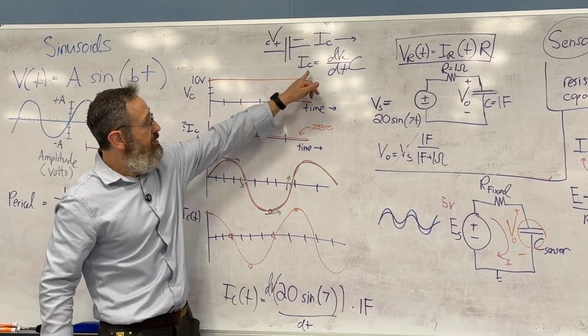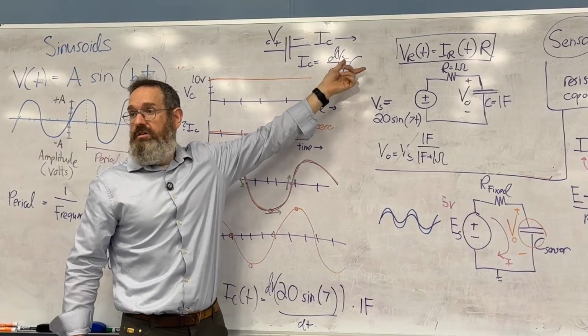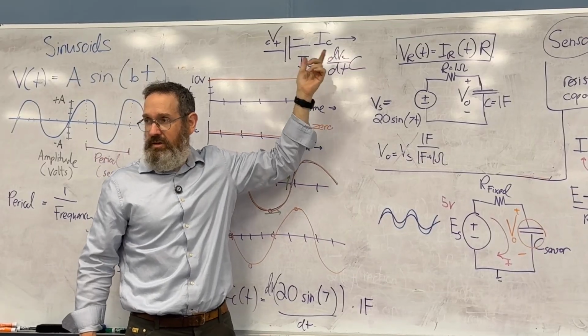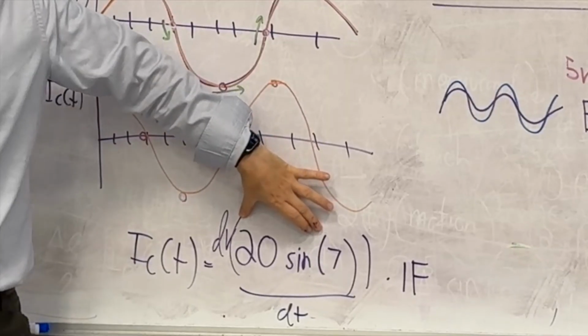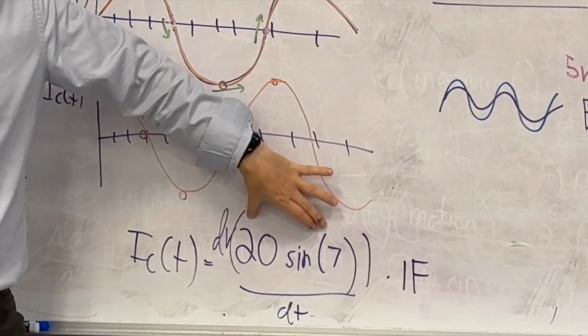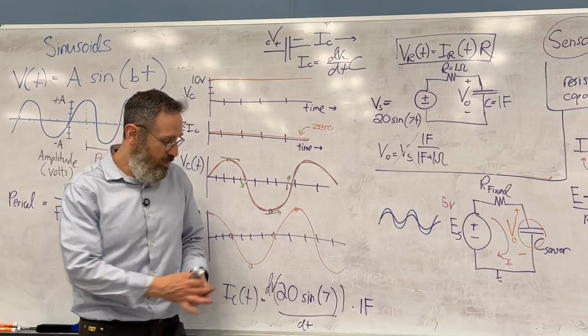So the current is equal to the derivative of the voltage times the capacitance. Right? That's what this equation tells us. And I have an equation here for the voltage I applied in. This is 20 sine of 7t. So what is that? Do you remember?